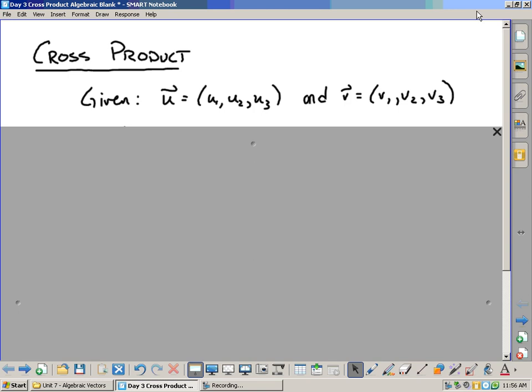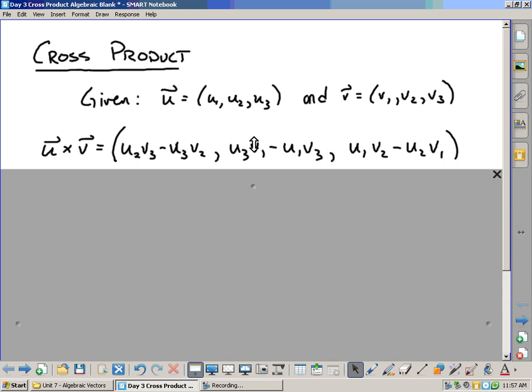So here we have the cross product, and we're given two vectors. U equals U1, U2, U3, and V is V1, V2, V3. And there's just a formula to get the cross product, and it's very simple to remember. So I'll quickly show it to you. Here it is.